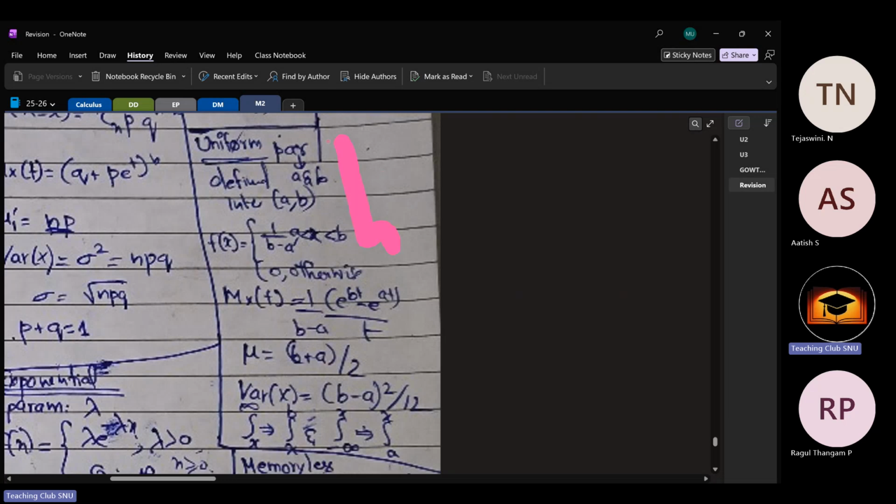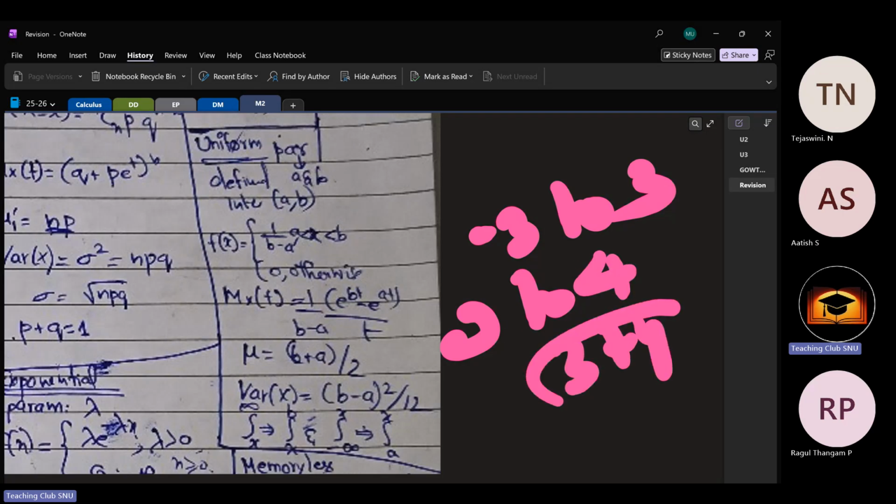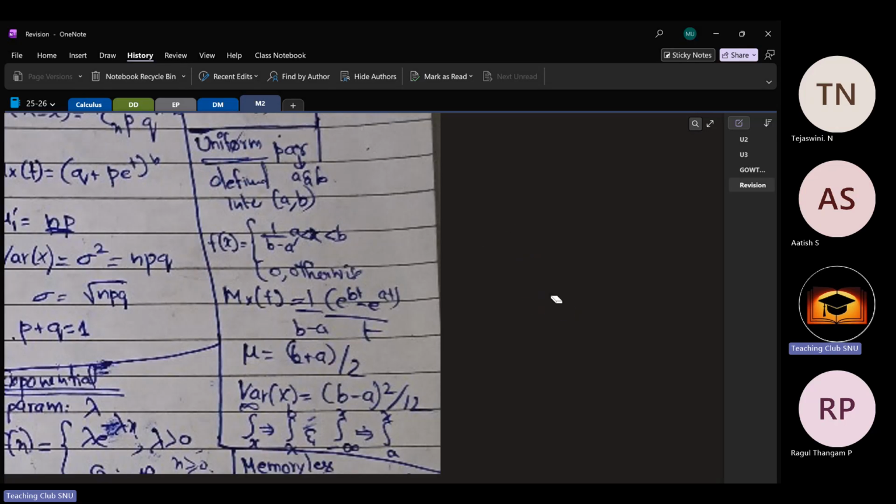Please be mindful of the fact that the interval is only defined in a few contexts. The interval could be defined in just -3 to +3, but they might ask you probability from 0 to 4. In that case, it is not defined from 3 to 4, right? 3 to 4 probability is just 0. Please don't integrate it from 0 to 4. Integrate only from 0 to 3. 3 to 4 probability will be 0. You can mention that.